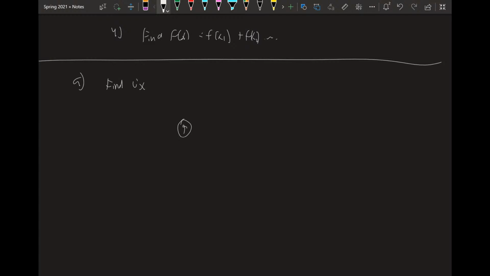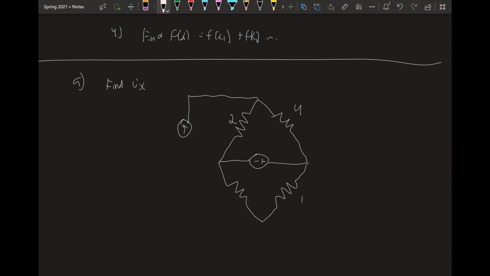4 ohms. I'm not going to write ohms, too much work. 2, 1, 3, 5 volts. And here is our I of x. And then we're going to go here, here, and then ground it. And this is going to be negative 3 amps. Okay, so this is the circuit. Find I of x. And we're going to use superposition to do this, because that's the topic.